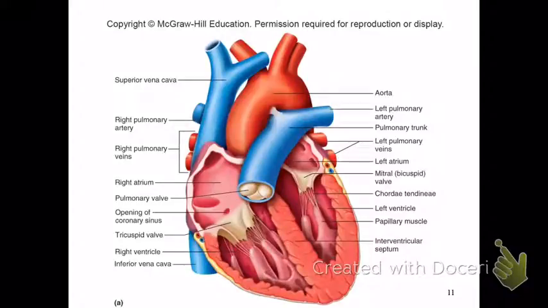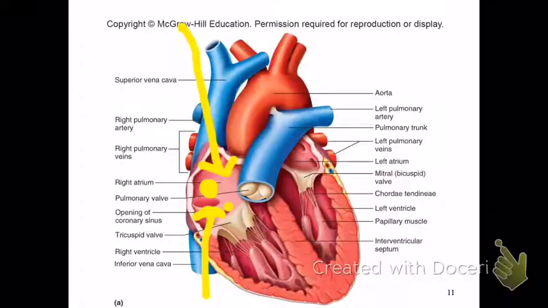Okay, I'm going to use a thick yellow. Okay, blood enters the right atrium right here through the superior vena cava, the inferior vena cava, and the coronary sinus. So blood enters the right atrium through the superior and inferior vena cava and the coronary sinus.